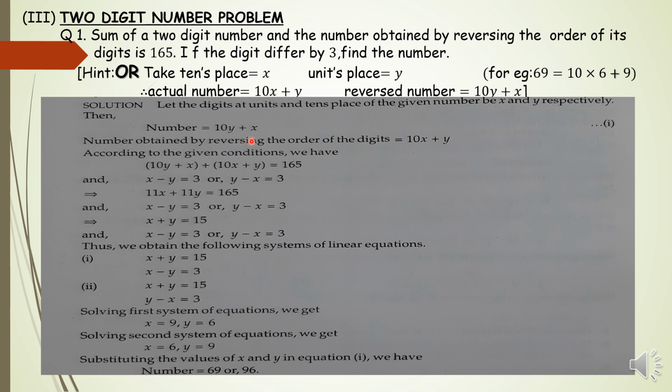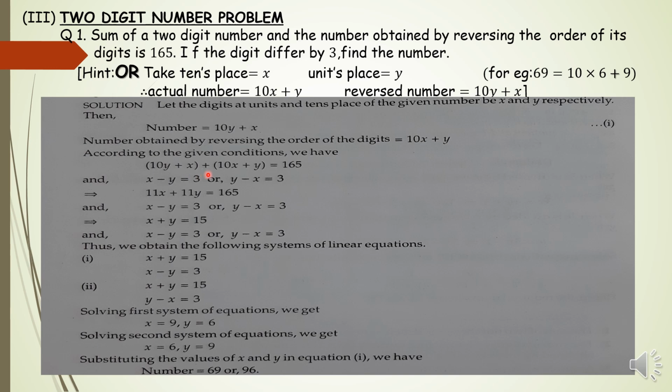If you are taking the tens place x and units place y, the number will be 10x plus y. Note that point. Then by reversing the order of digits, we will get 10x plus y. You can choose any way by taking tens place as x or y, units place as y or x. Both the conditions I have shown here. So according to the given conditions, we have 10y plus x, that is number plus the reverse of it.